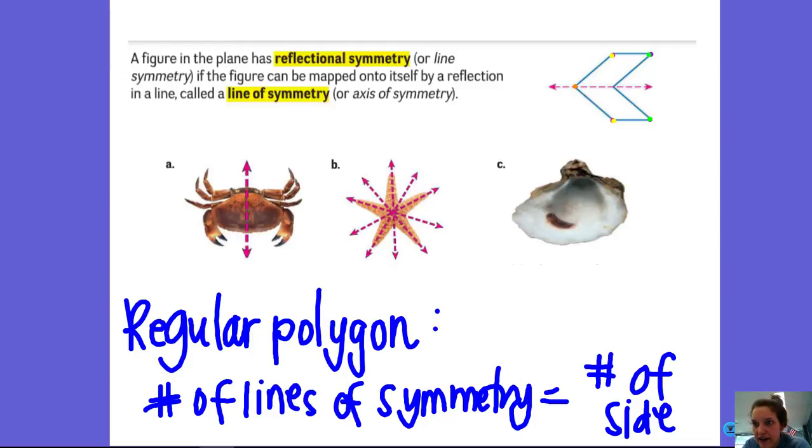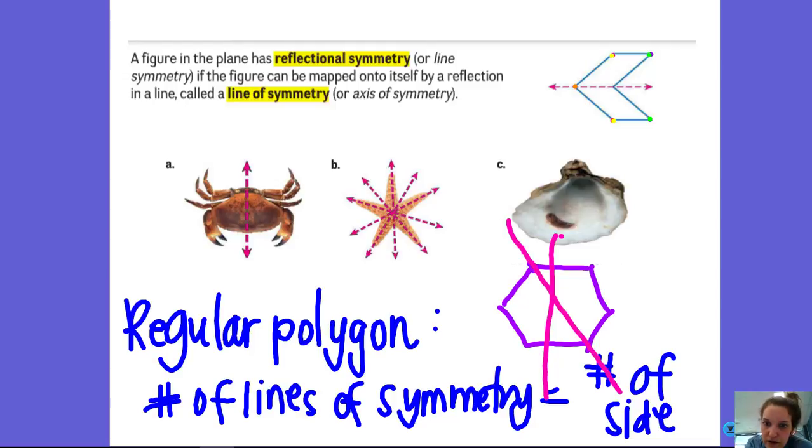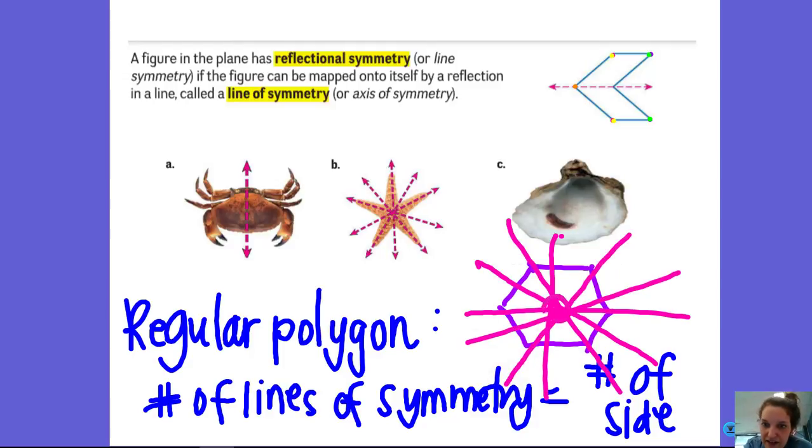If you think about a regular hexagon, it's going to have 1 line of symmetry right down the middle. 1, 2, 3, 4, 5, 6. That middle is a little sketchy, but it has 6 lines of symmetry because you can cut it in half down the middle or through a vertex.